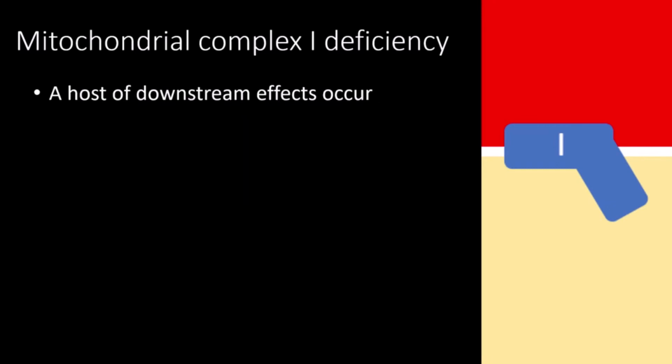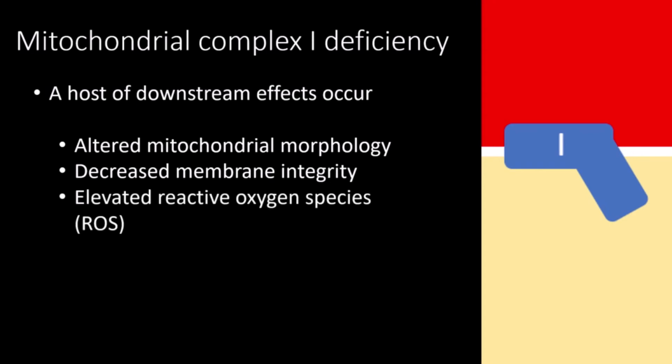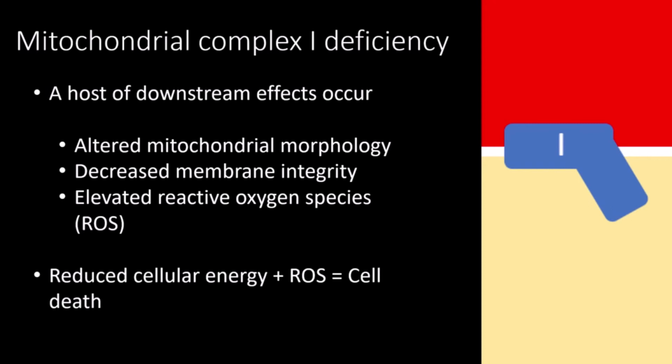A host of downstream effects occur irrespective of the functioning of protein complex 1. This includes altered mitochondrial morphology, a decrease in mitochondrial membrane integrity, as well as an elevation of damaging reactive oxygen species. Combining reduced cellular energy and reactive oxygen species, many studies have found that there's an increase in cell death with this complex 1 deficiency.